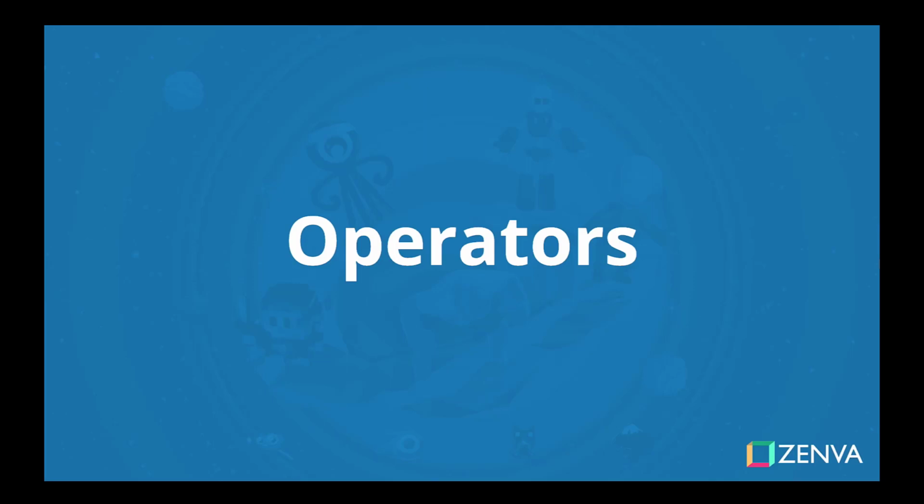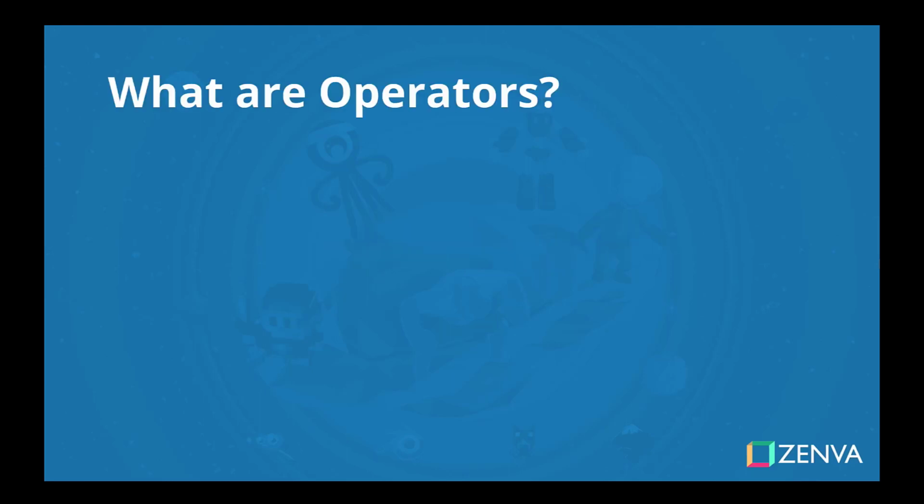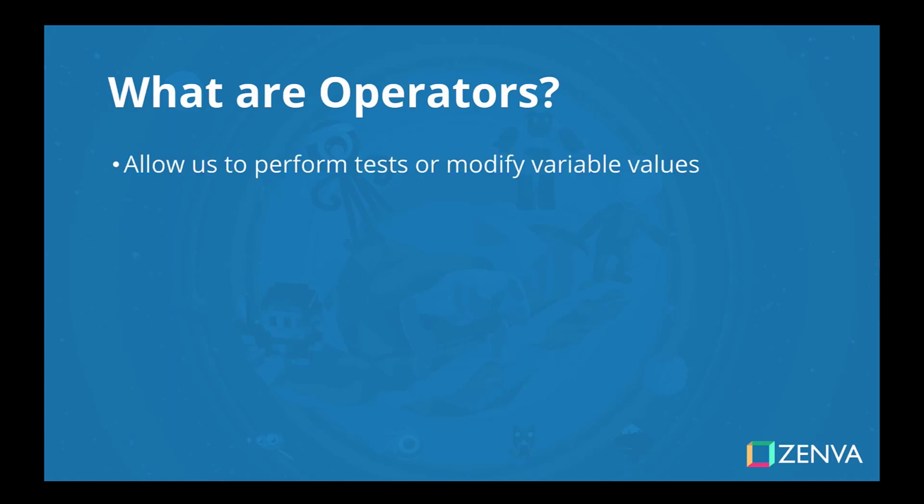What's up guys, welcome to part 3 of our JavaScript language basics. Here we're going to talk about operators. We'll probably have to divide this into 2 parts, but let's see what we can get done first. So what are operators? This is simply a way to perform tests or modify variable values.